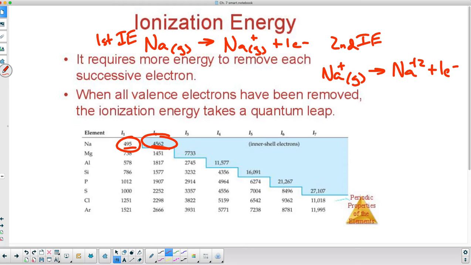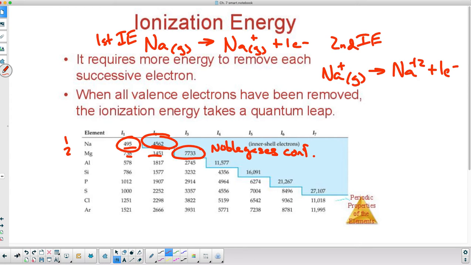Notice that sodium's in the first group, so it has 1 valence electron. Magnesium's in the second group, so it has 2 valence electrons. Notice that it doubles here pretty much, but then a massive jump when it goes for the first core electron. These electrons in the blue that are being removed are all core electrons, which means they have the electron configuration of noble gases. That's why there's so much more energy needed to pull off a noble gas configuration.